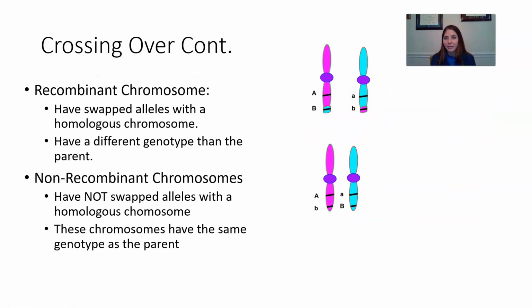So we can have a recombinant chromosome. This is when alleles have been swapped with a homologous chromosome, and they now have a different genotype than the original parent. In non-recombinant chromosomes, we're not going to have swapped alleles with homologous chromosomes. Those chromosomes have the same genotype as their parents. So these right here have the same genotype as their parents, whereas these have undergone a crossover process. Now, this is going to be coding for the same trait, but they're going to have different alleles. So now instead of maybe carrying the allele for purple flowers, this one might be carrying the allele for white flowers, and this one might be carrying the allele for purple flowers.